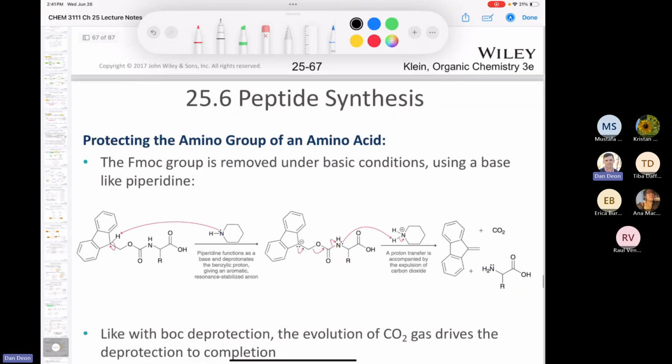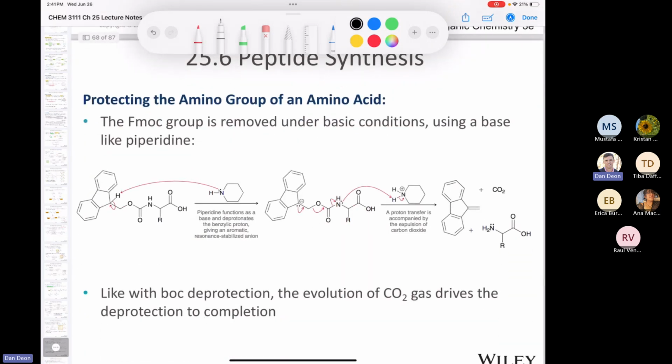So as far as removing the FMOC group, the way you do it is you use this molecule here. So you take a cyclohexane and you stick a nitrogen in it, and this is called piperidine. Okay, so you use piperidine, and then it ends up making this aromatic anion, kind of like the cyclopentadienyl anion, and then it does this elimination, but you end up eliminating carbon dioxide in the end, and so it drives the reaction to completion, right? Anytime you make a gas in a product, that's a good thing. It's going to push the reaction forward.